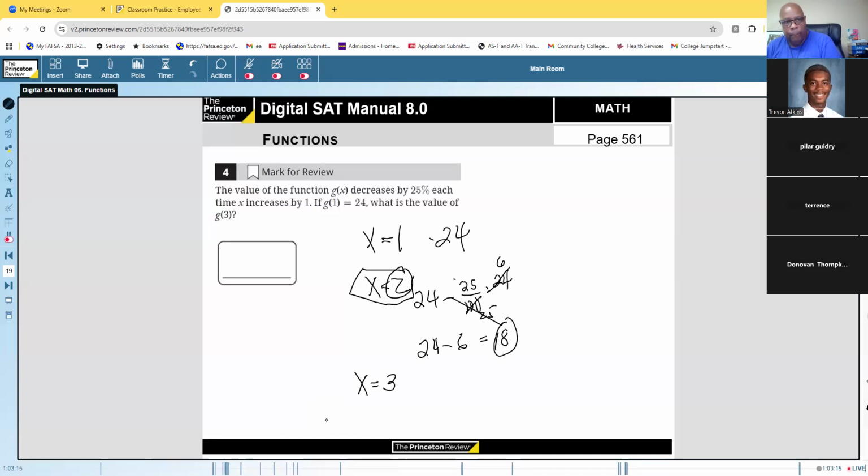It's 18 minus 25 over 100 times 18. And what do we get? We get 18 minus 4.5. You can figure it out, but it's 4.5. I just did it in my head here, but you guys can use a calculator. And you get 13.5. That's what goes here. It can be plugged in there. That's a good decimal to put in there, of course.